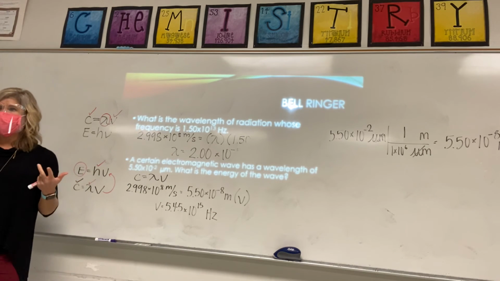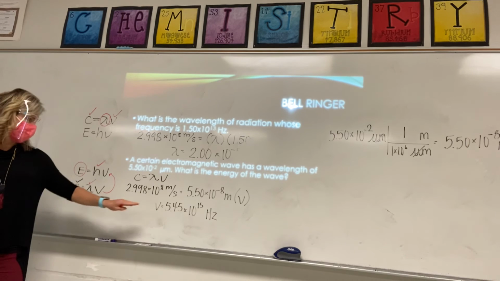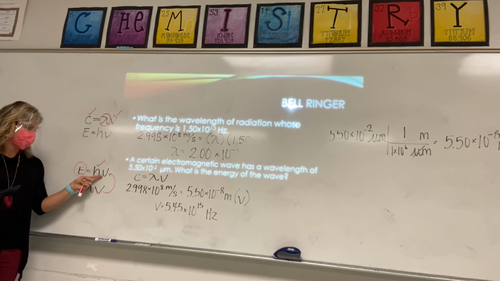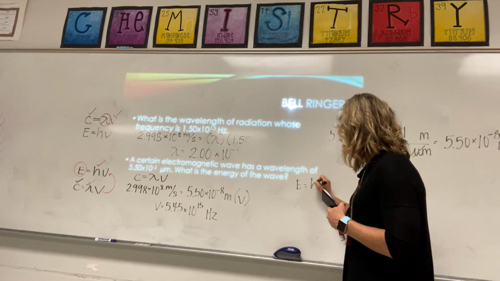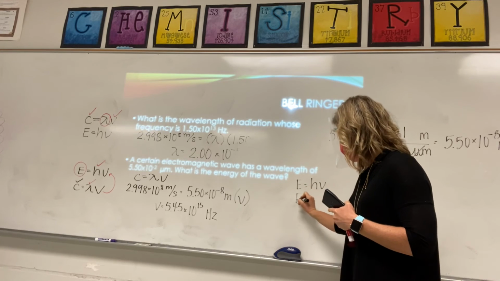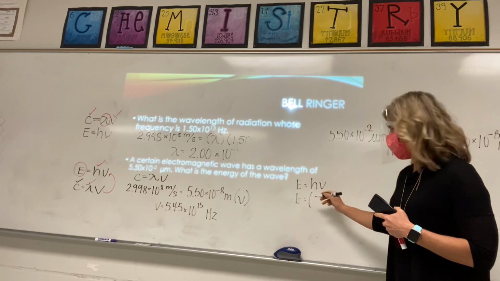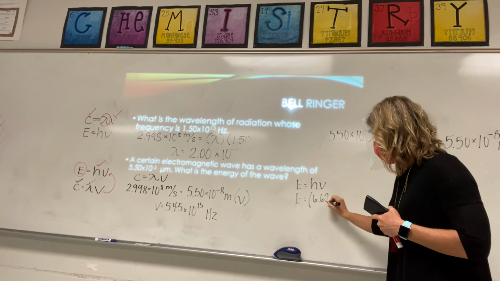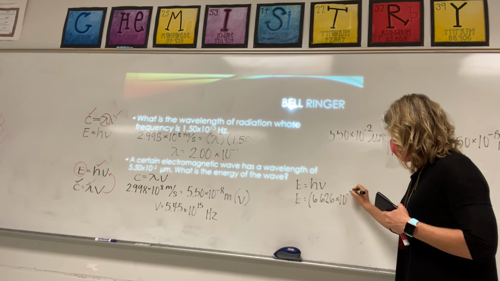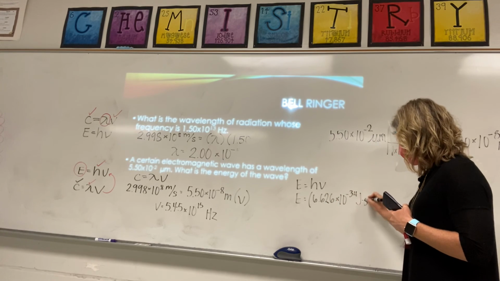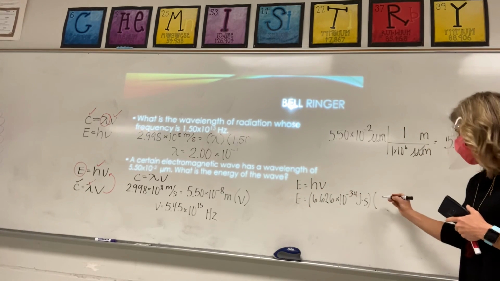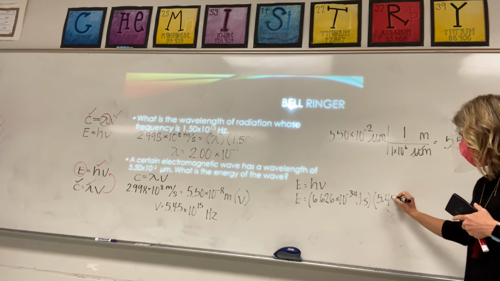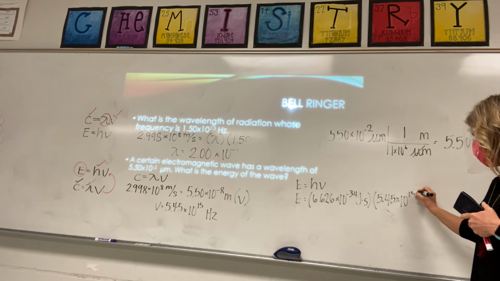But we're not done, right? We want to find energy. But we have frequency, so now we can plug frequency into our energy equation. So we have E equals Planck's constant times frequency. We know Planck's constant, 6.626 times 10 to the negative 34 joule times second. And we know our frequency because we just solved for it, 5.45 times 10 to the 15th hertz.